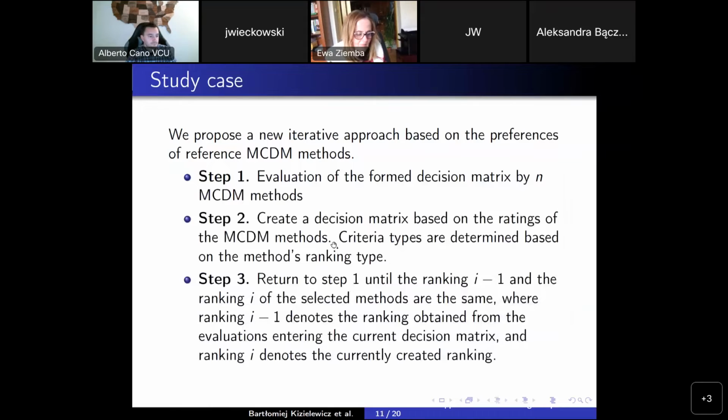3 main steps of the proposed methodology can be distinguished. First one is to evaluate the formed decision matrix by an MCDA method. Second step is to create a decision matrix based on the ratings of the MCDA methods, and criteria types are determined based on the method ranking type. Last step is the return to step 1 until the ranking of I minus 1 and the ranking of I are the same.